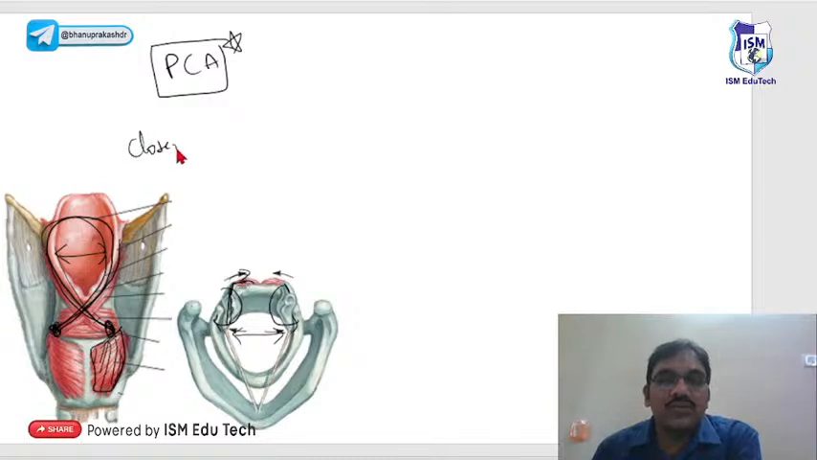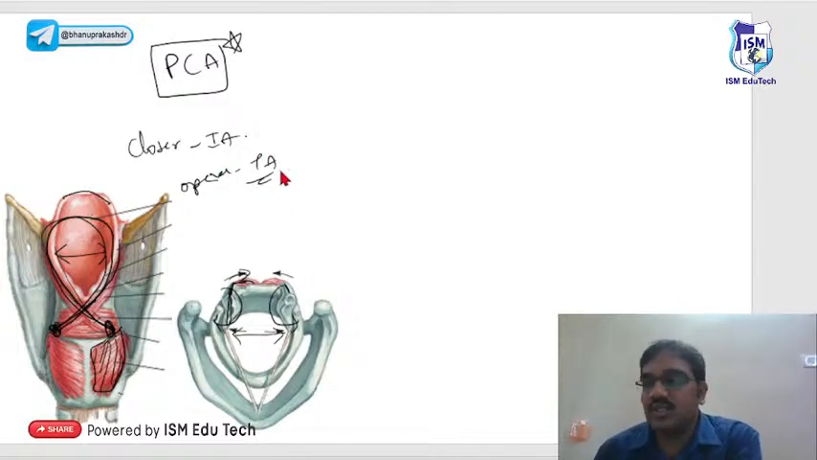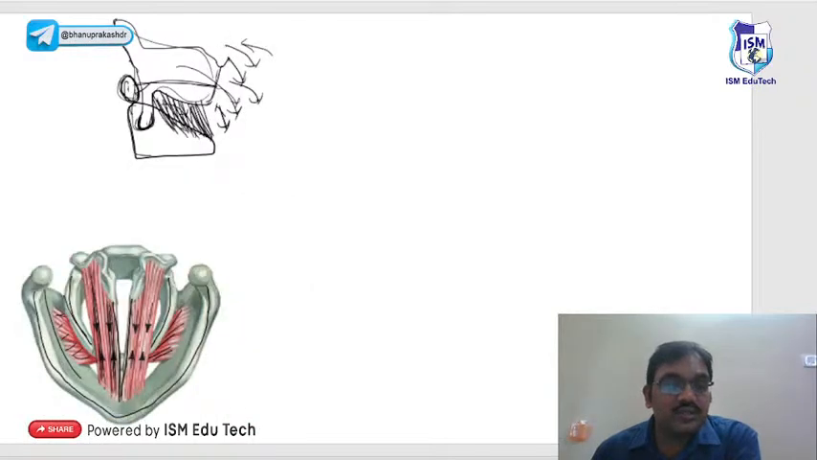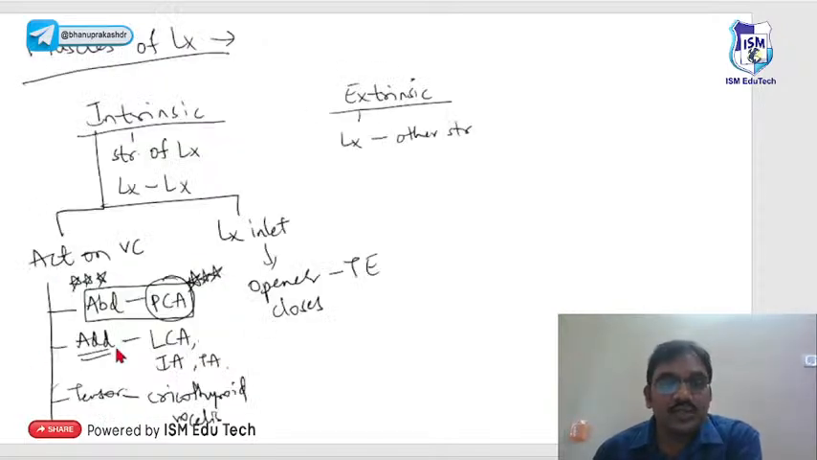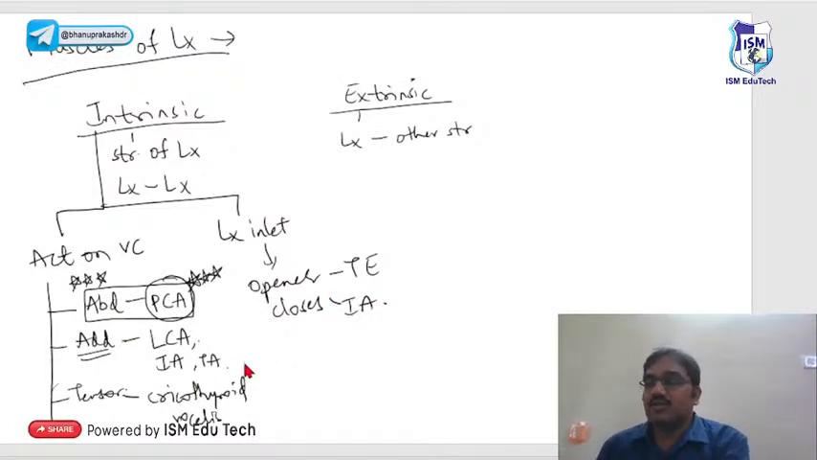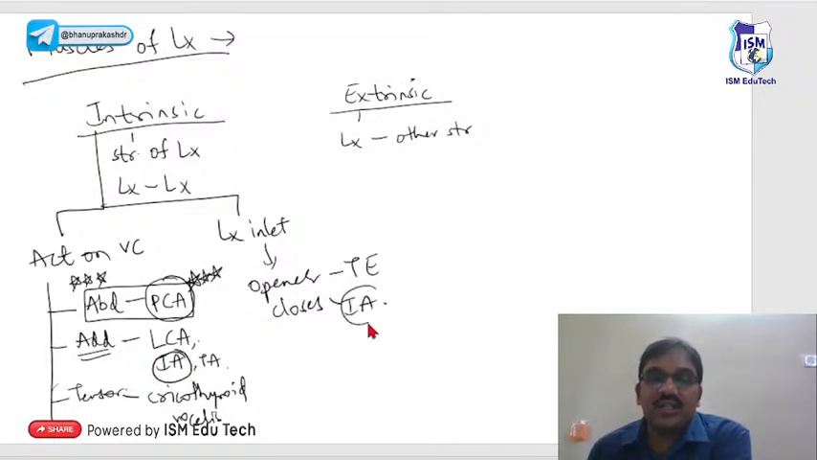So the closure of the inlet is by interarytenoid, and the opener is thyroarytenoid, right? So the opener is thyroarytenoid muscle. So remember this. That which closes is interarytenoid. Remember, there are two interarytenoid fibers. Again, don't get confused between this interarytenoid and this interarytenoid.